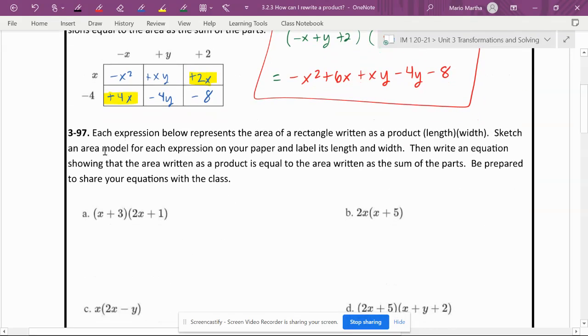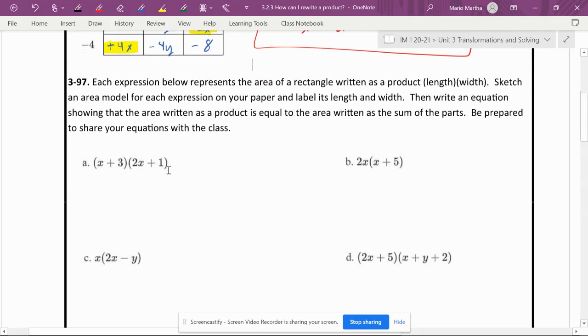All right, looking at problem 397, each expression below represents the area of a rectangle written as a product, length times width. So same thing, but instead they're just giving us the dimensions. They're not giving us the whole box. Sketch an area model for each expression on your paper and label its length and width. Then write an equation showing that the area written as a product is equal to the area written as the sum of the parts. All right, so again, let's draw our box.